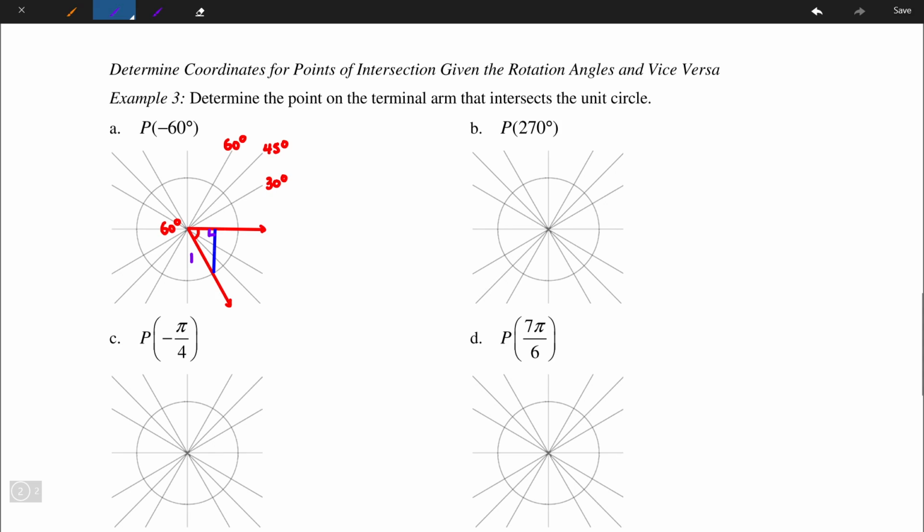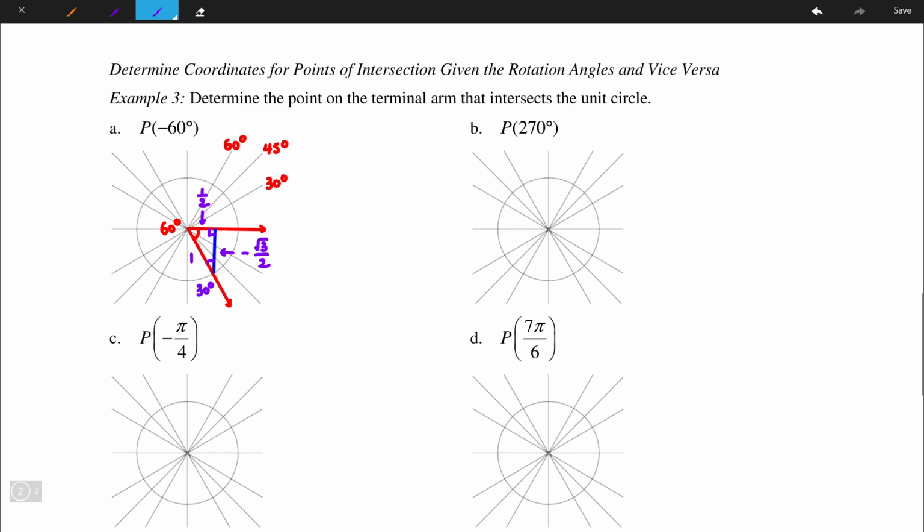And because it's a special triangle, we know that this angle here is 30 degrees. And we know that this side, the x value, will be 1/2, using the special triangle from the previous page. And the y value will have the magnitude of root 3 over 2, but it will be negative because it is in quadrant number 4.